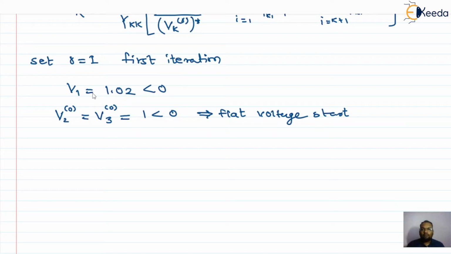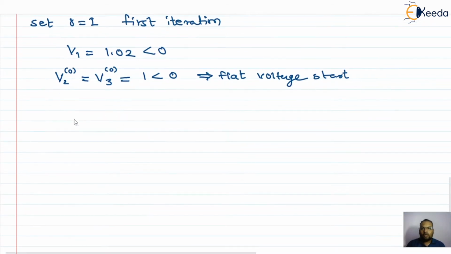Now, this value of V1 will remain the same in all the iterations. Irrespective of the iteration, its value will remain the same, because this is the voltage at the slack bus, and the voltage at the slack bus is not going to change. So now let us do the calculation for the voltage at bus 2 in the first iteration.